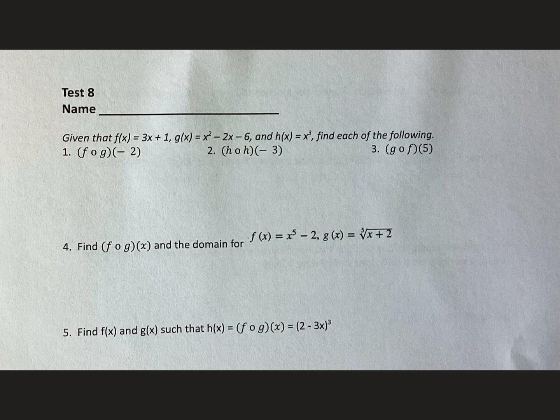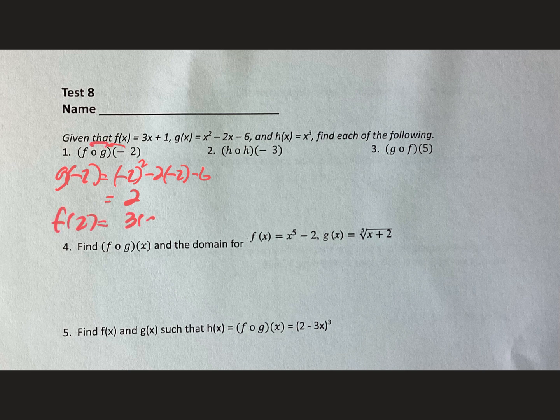First of all, you take the -2 and plug it in the function g. So that's going to look like, make sure you use parentheses here, (-2) squared minus 2 times -2 minus 6. You work all that out, 4 plus 4 is 8, minus 6 is 2. Now you take that 2 and plug it into function f. So I'm going to do f of 2.